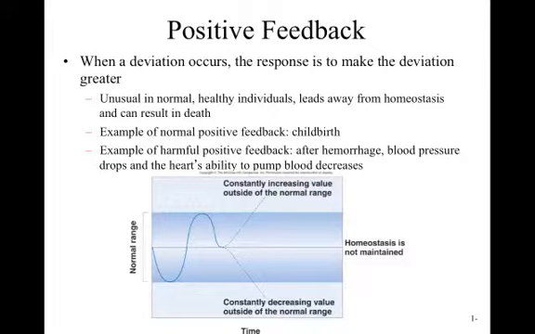But an example of harmful positive feedback is if you have a hemorrhage or internal bleeding of some sort and your blood pressure drops, usually your heart's going to start pumping harder to get the blood pressure to go up. You're losing more and more blood, and that would be a fatal type. And since there's less blood, the heart's ability to pump the blood decreases also. So most of the time, that is a harmful feedback system.